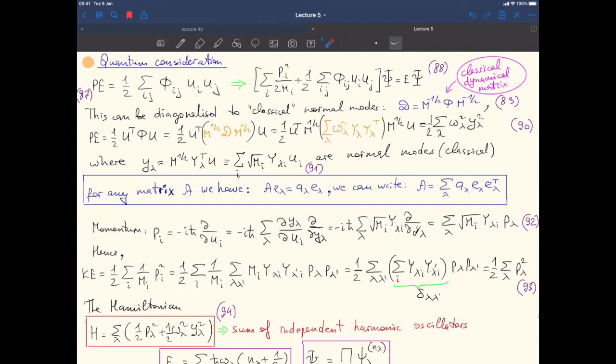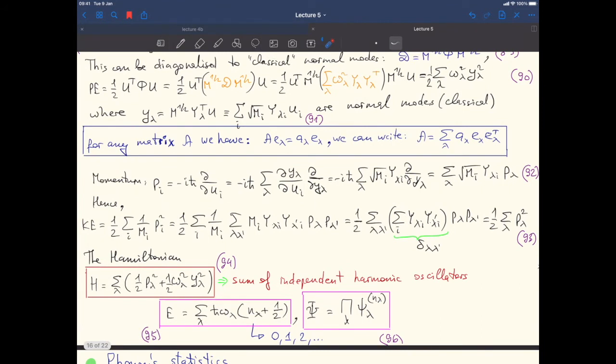But this is nothing but a dot product of two eigenvectors, y lambda and y lambda prime. And we know that eigenvectors are normalized and orthogonal, and therefore this sum must be equal to the Kronecker symbol. As it is equal to the Kronecker symbol, this double sum becomes a single sum, lambda equal lambda prime, and we arrive at the following result. So we see that if the potential energy is represented as a sum of individual potential energies for each normal mode, kinetic energy follows suit. It's also given as a sum of kinetic energies of each normal mode with the unit mass.